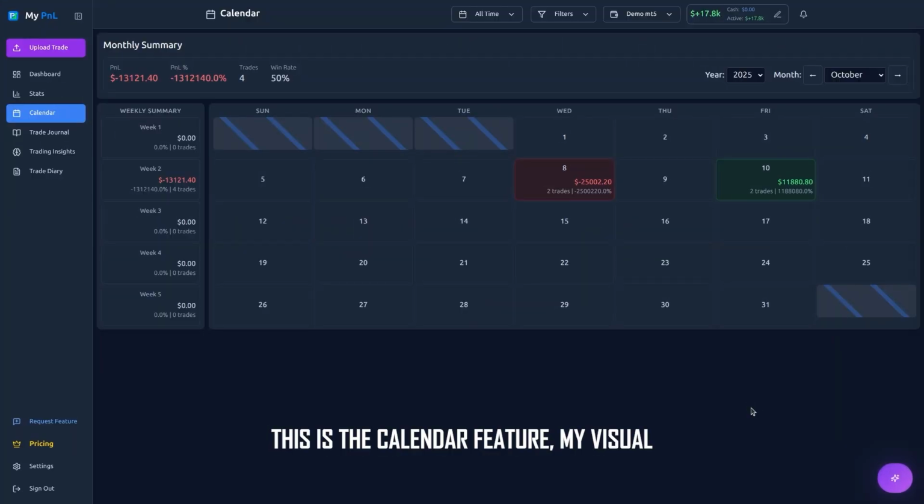This is the calendar feature, my visual trading diary for October 2025. At the top, I see my monthly summary. I'm down $13,121. That's a negative 40% return on 4 trades, with a 50% win rate. Not a great month so far.